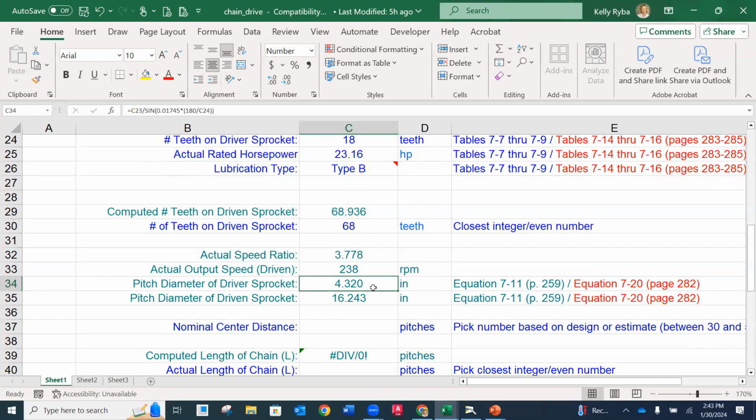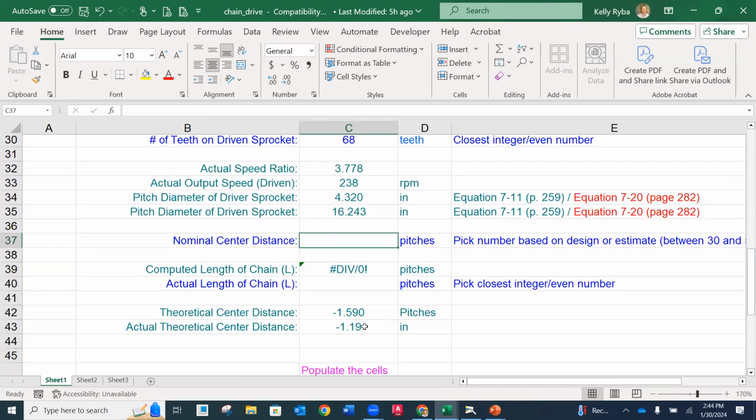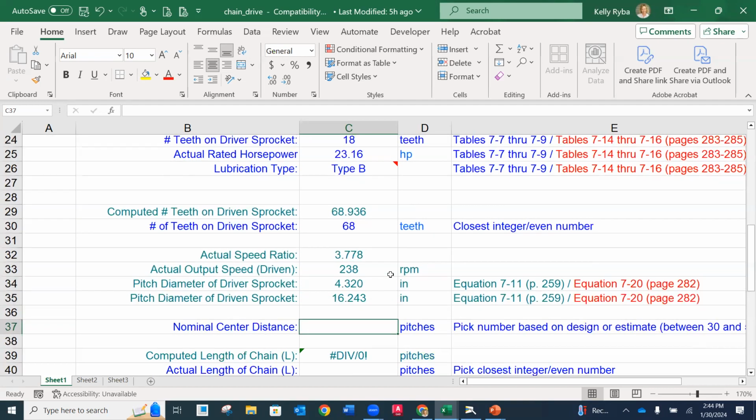The driver is going to be the smaller one. The driven is going to be the larger one. The next thing we need to do is determine a nominal center distance. Now here again, in our problem statement, they did not give us a center distance. So if you recall, and I have the note over here, you want to pick a number based on 30 to 50 pitches.